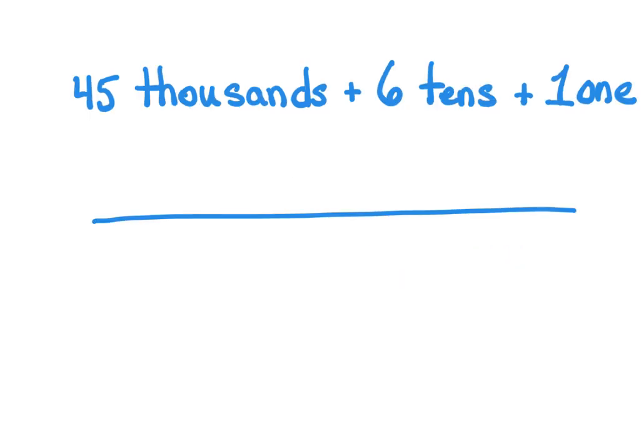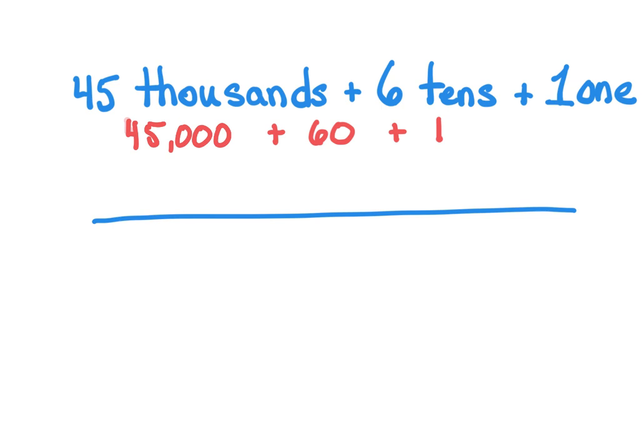So it's 45 thousands plus 6 tens plus 1 one. And notice it's in units right here. It has a number, but then it has a unit next to it. So we have 45 thousands plus 6 tens plus 1. What I'd like to do with these kinds of problems is write it out. So for this one we have 45,000 plus, what is 6 tens? It's 60. And then we have 1.